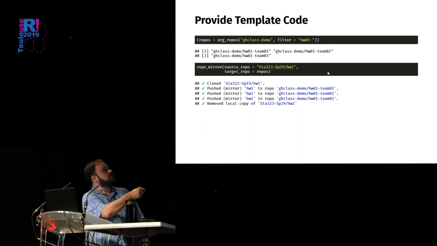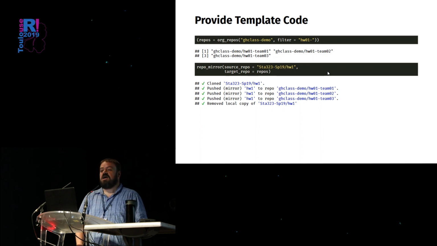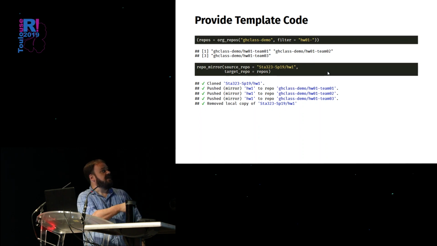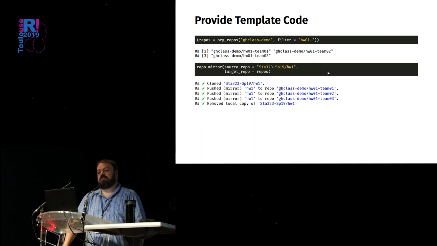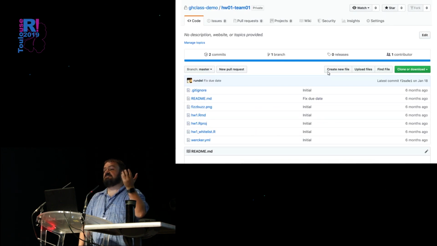So I'm grabbing those with org repos again, and I'm saying take this source repo, push it out to all of those target repos. Due to some limitations of the GitHub API and my unwillingness to fight with the Git tree, what we do is clone that repo to your local machine shallowly, and then push that out to each of the individual team repos and then clean up after ourselves. And so what you get is something like this.